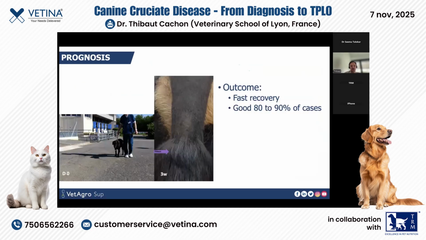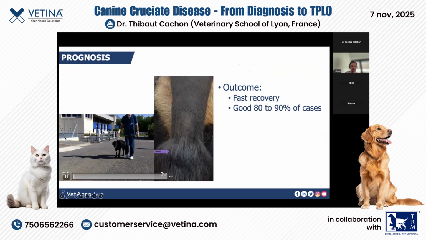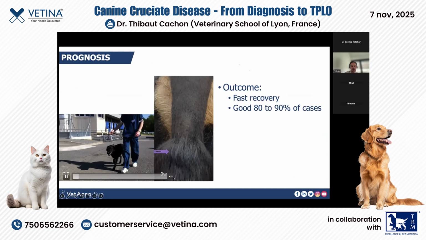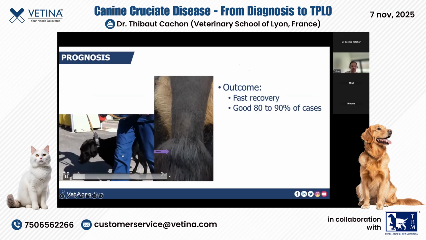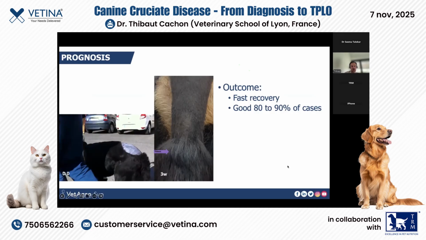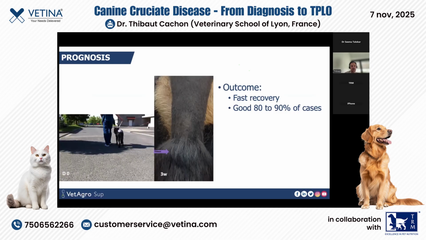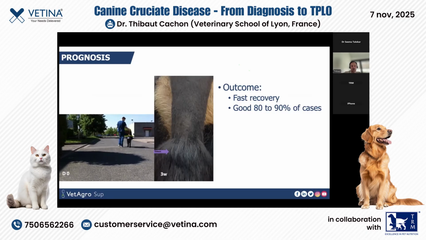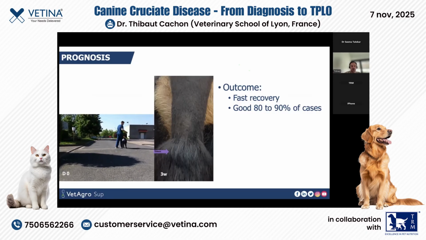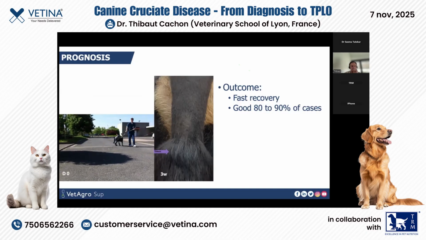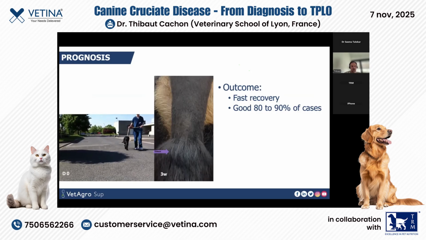The recovery with the TPLO is quite fast, and you can see on this video that the dog is using his limb very fast. One day after the surgery, usually they use their limb, which is quite nice. But you need to get very good pain management during the surgery, during the pre-operative and during the post-operative period, in order to get a very good outcome.